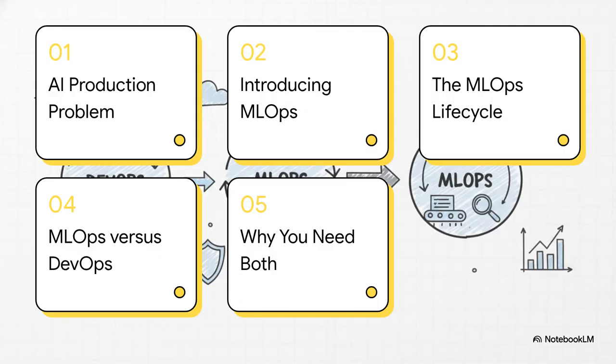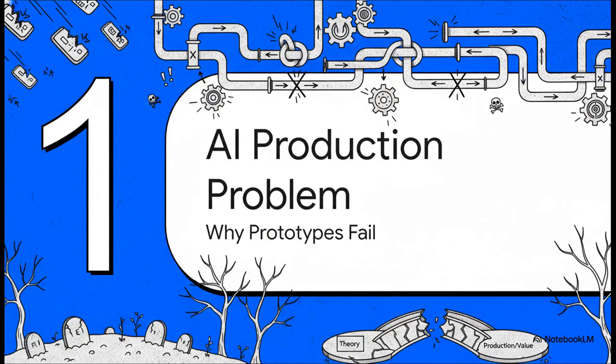So in this explainer, we're going to break down exactly why that happens, and more importantly, what the solution is. We'll look at the AI production problem, introduce MLOps, check out its lifecycle, put it head-to-head with DevOps, and then wrap up with why you really, truly need both. All right, let's get right into it.